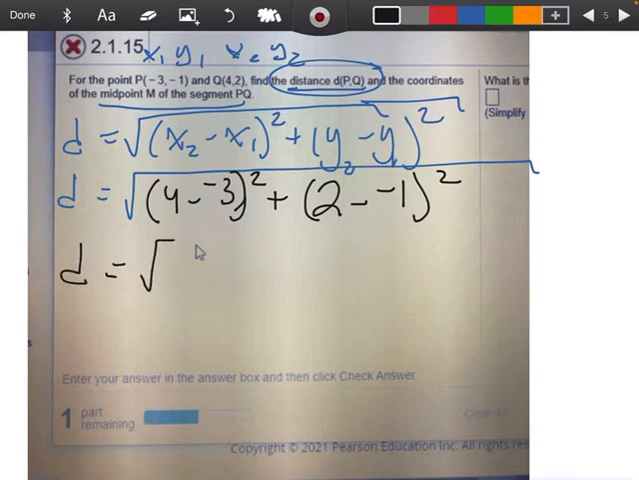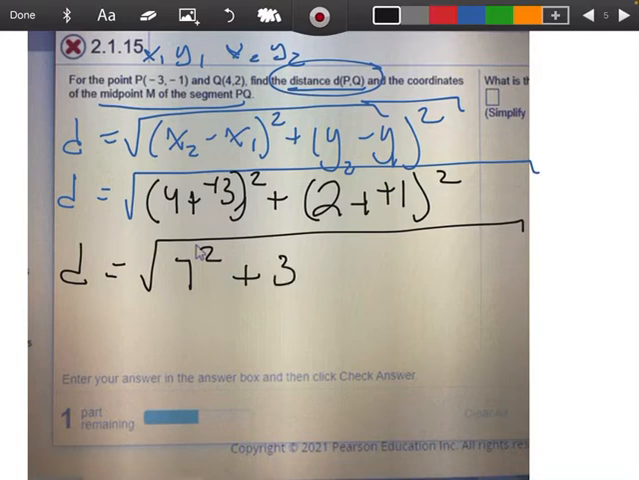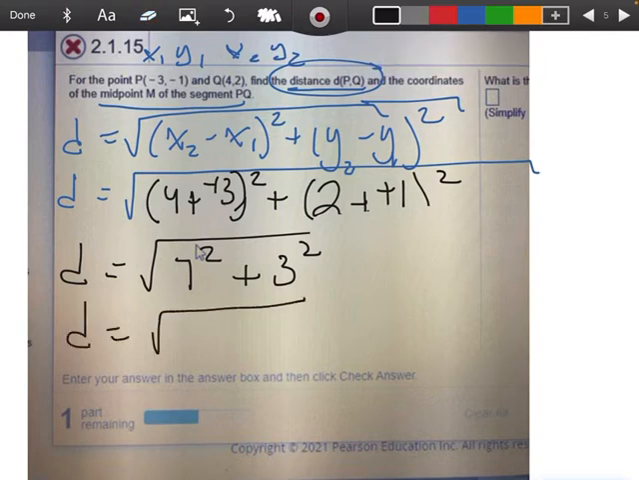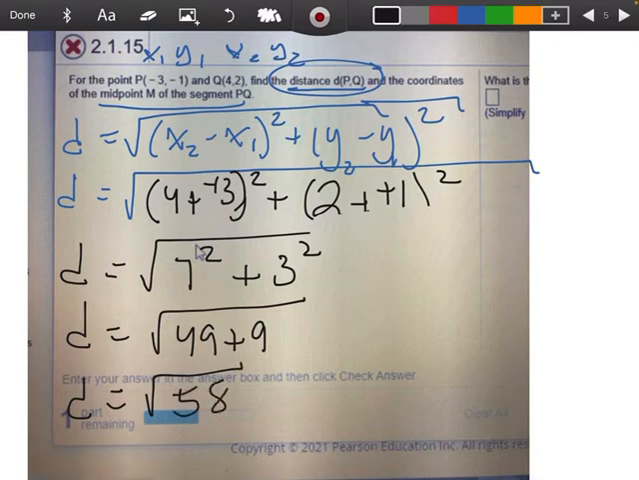Okay. And then let's see. So remember, minus and minus make it plus. So 4 plus 3, that's 7 squared. Minus and minus make it plus. 2 plus 1 is 3 squared. I don't need all that square root right there anymore. Okay. 7 squared is 49. And 3 squared is 9. So my distance is the square root of 49 plus 9, which is 58.